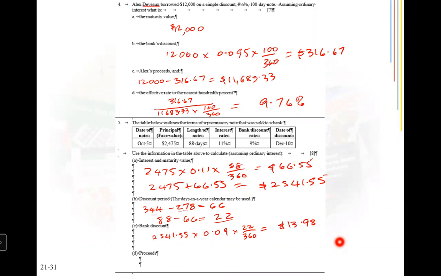Okay. And then your proceeds, you're going to subtract that from the maturity value. So it would be 2,541.55 minus 13.98, which gives you 2,527.57 as your final answer for that one. Okay.